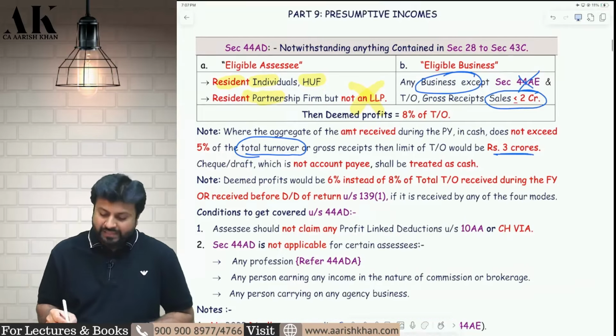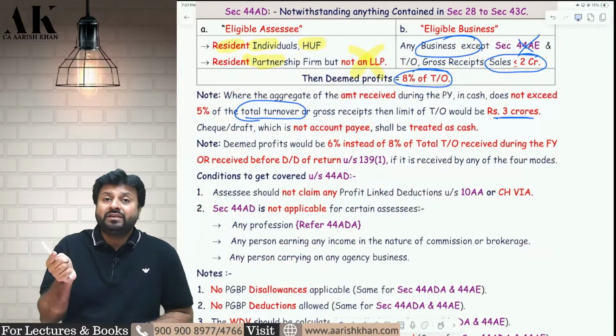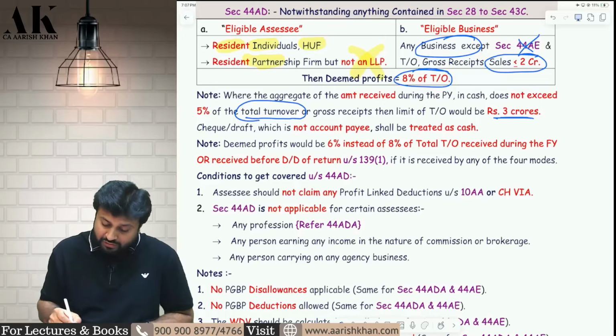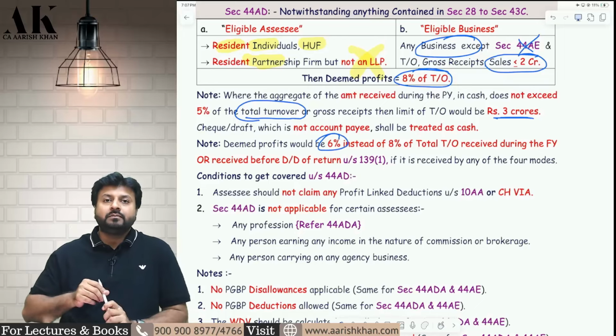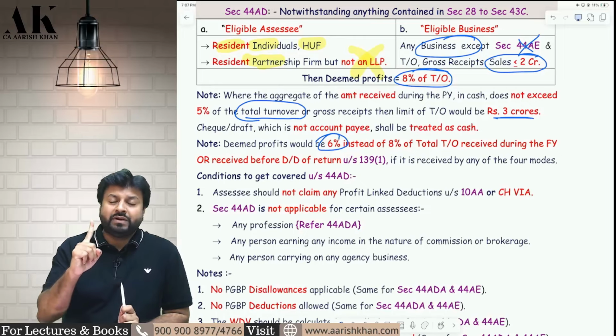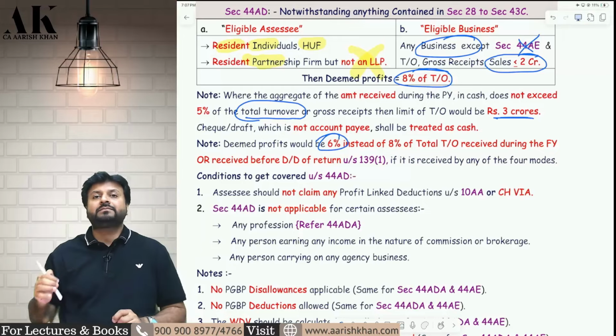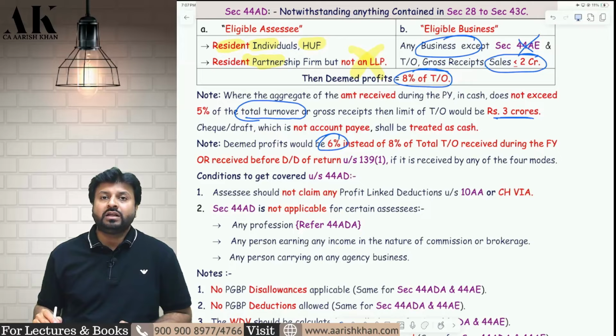What is your deemed income? Deemed income is 8% of turnover. But if you fulfill two conditions, then you can enjoy 6% also. Which two conditions? Condition number 1: you have received the money from the customer till the due date of filing of return. It should not be outstanding first of all, and condition number 2: it should be received by 4 modes. If you fulfill these two conditions, then it is not subject to 8%, it is subject to 6%. I hope it is clear to all of you.